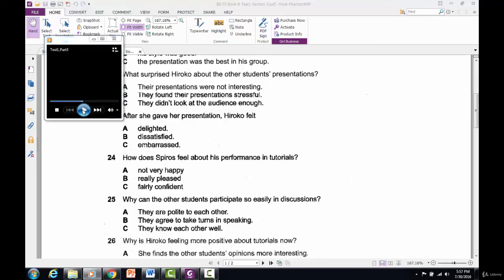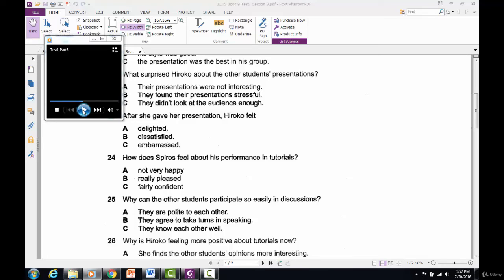They're very familiar with each other, so they can let each other into the discussions. Correct answer is C. Okay, you guys, are you getting it? Being very familiar with each other, they know each other very well.